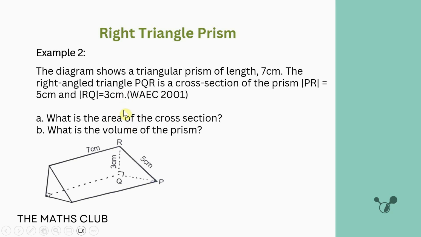Example 2 says that the diagram shows a triangular prism of length 7 centimeter. The right angle triangle PQR is a cross section of the prism, and we're told that PR is 5, RQ is 3. The question now says, what is the area of the cross section and what is the volume of the prism? This is taken from WAEC 2001. So I encourage you to pause the video and try this out yourself.